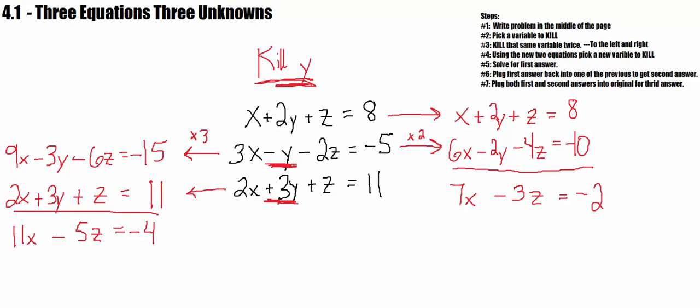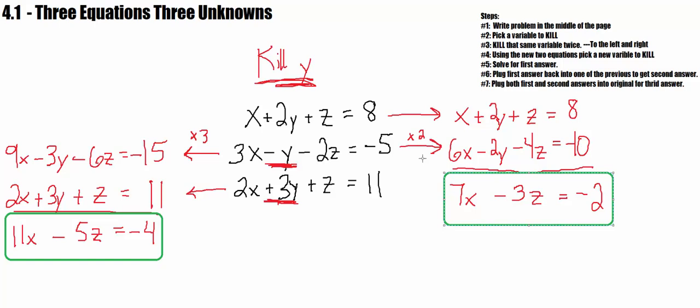That leaves us with two equations now. It leaves us with this one right here and this one right here. And notice this is the same as our last lesson. In our last lesson, we learned how to solve two systems with two unknowns, and so you guys should be able to do this. I'm going to rewrite them here. 7x minus 3z equals -2, and 11x minus 5z equals -4.